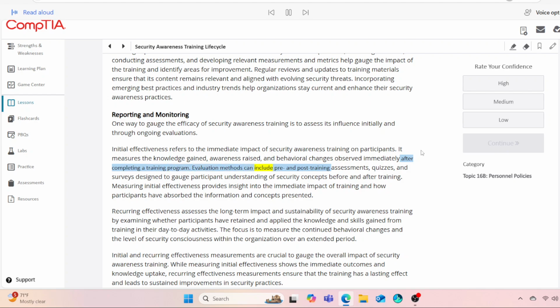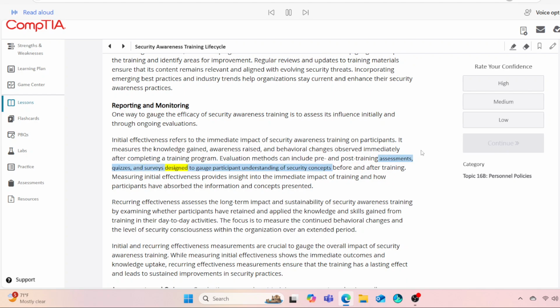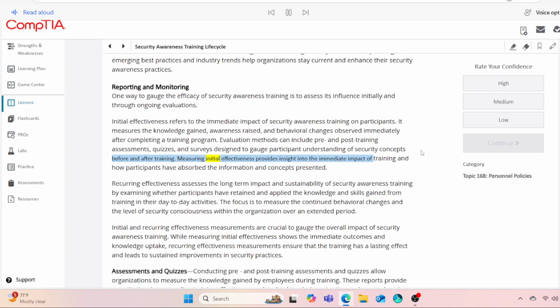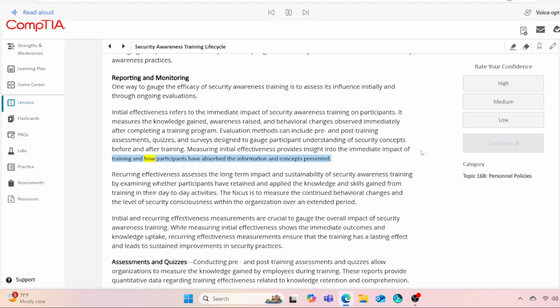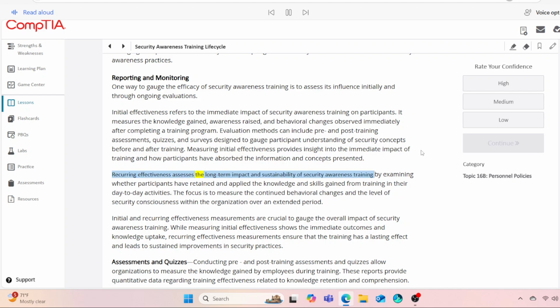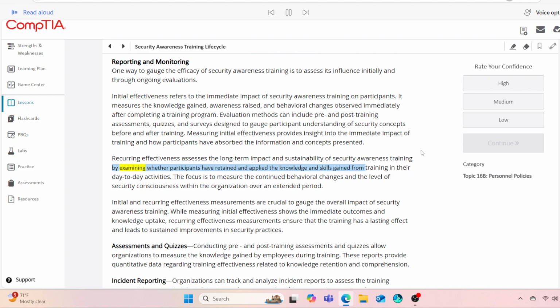Evaluation methods can include pre- and post-training assessments, quizzes, and surveys designed to gauge participant understanding of security concepts before and after training. Measuring initial effectiveness provides insight into the immediate impact of training and how participants have absorbed the information and concepts presented.